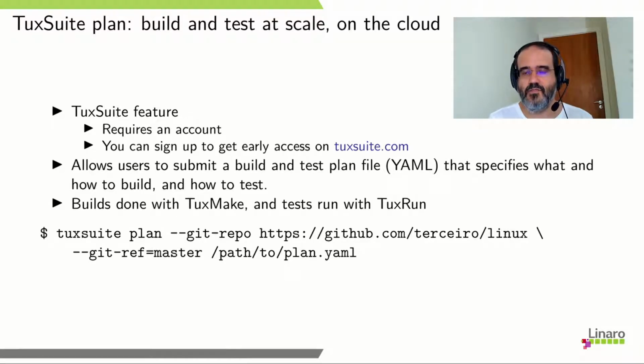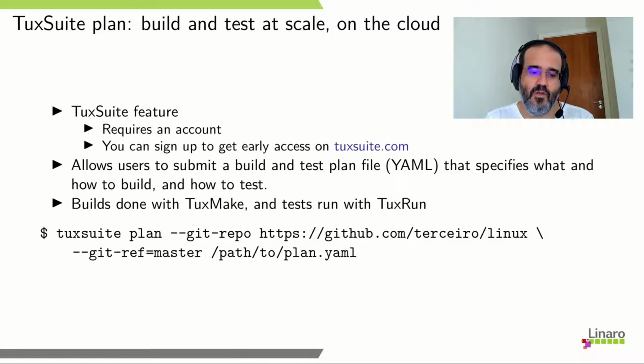Now let's talk about TuxSuite Plan, which is our feature of TuxSuite where you can automate building and testing at scale on the cloud. So the first point is this requires a TuxSuite account. We do accept people signing up for early access, so you can go to TuxSuite.com and you'll find a link for signing up there. With Plan, you can submit a build and test plan file using the YAML format, and that file specifies what and how to build and how to test those builds.